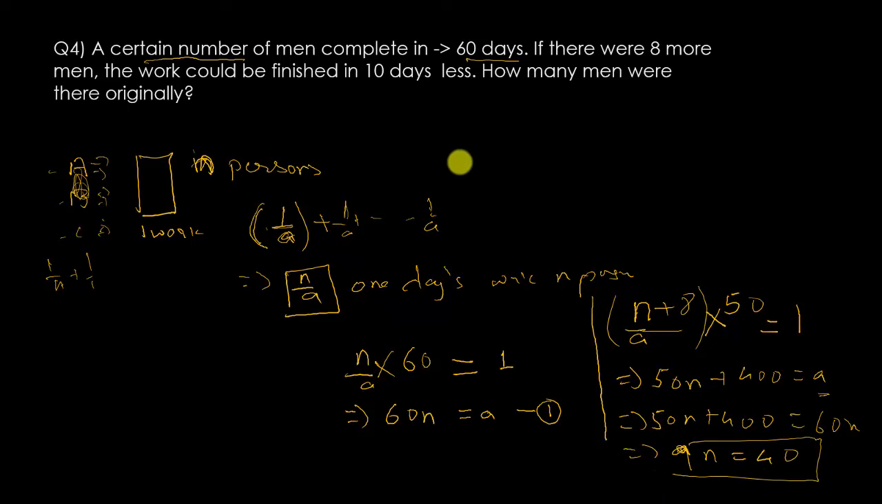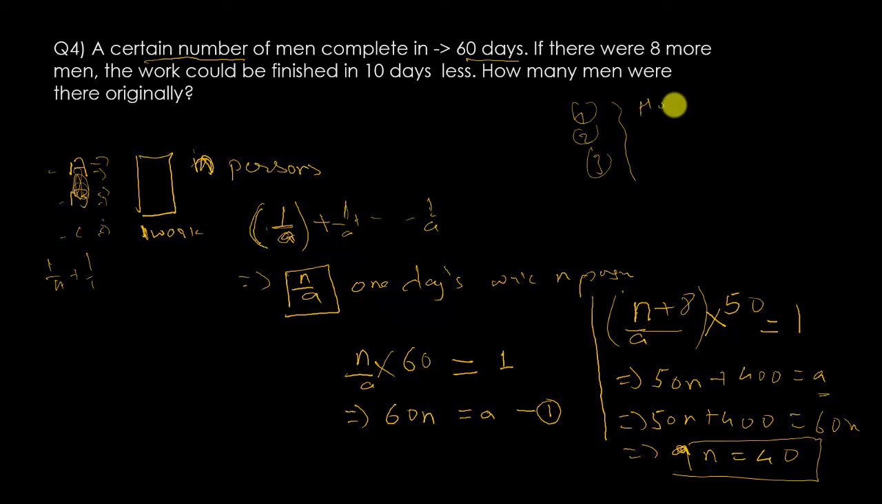How many men there were originally. So even in this question, it's not like somebody has left or somebody is being added. Every time the work is only one. The only thing is, since more people are working, the rate changed. Now they are working at a faster rate, so they were able to finish the work in less time.